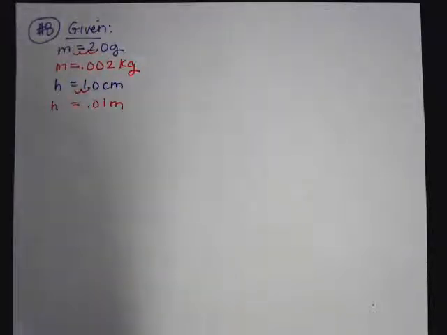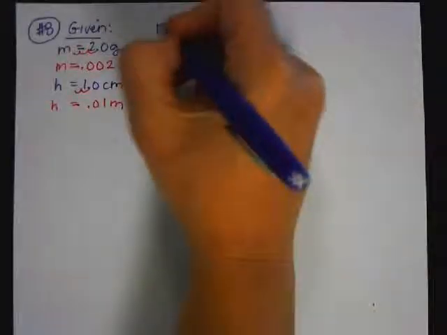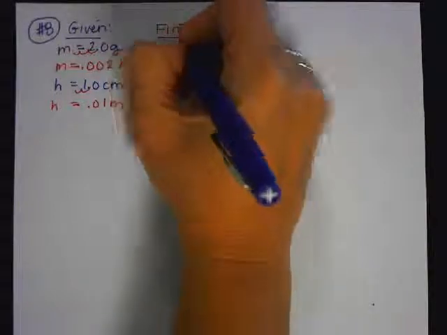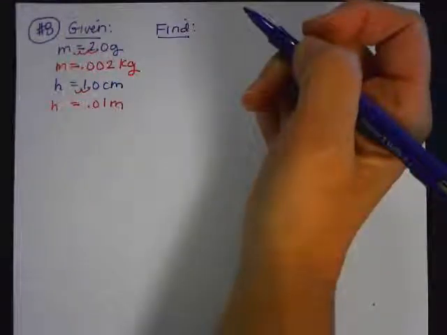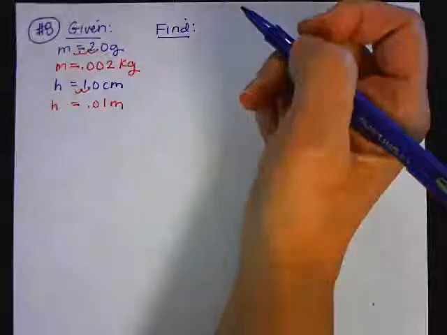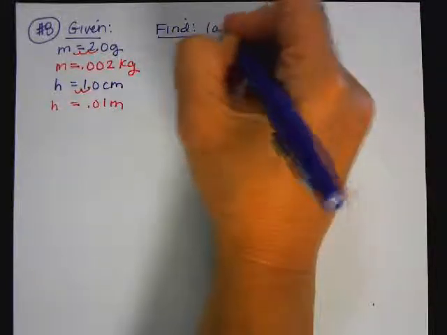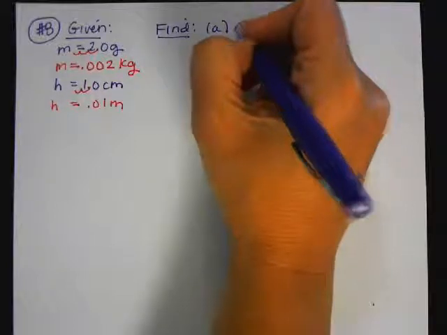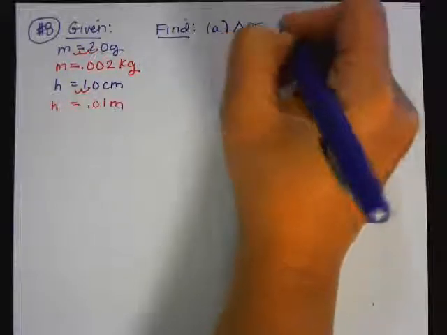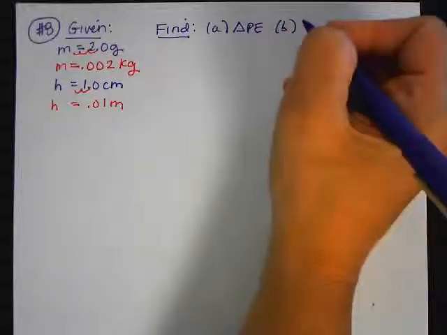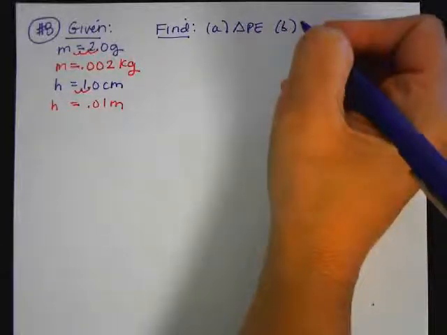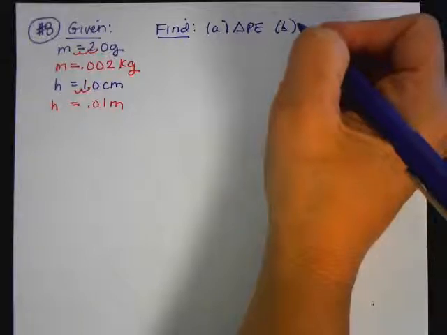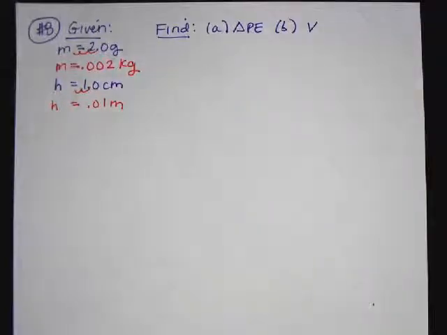So it says, find how much potential energy has it gained in reaching its highest point. So I want to find the potential energy, or the change in potential energy. B, what is its speed as the bean lands back in the palm of your hand? So I want to find the velocity.